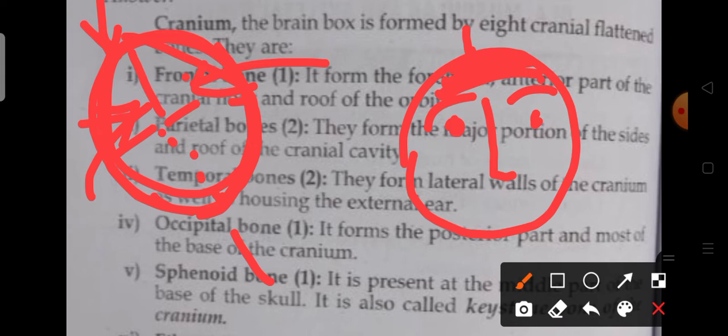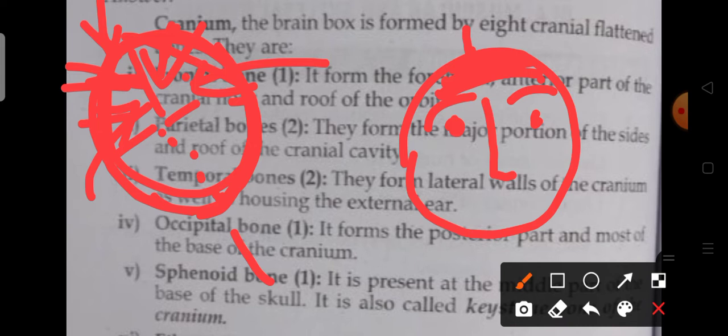Next come the temporal bones. Here is the location of the temporal bones. They form the lateral walls of the cranium as well as housing the external ear. The ears will be there, near the external ear on both sides, the left side and right side of the ear.